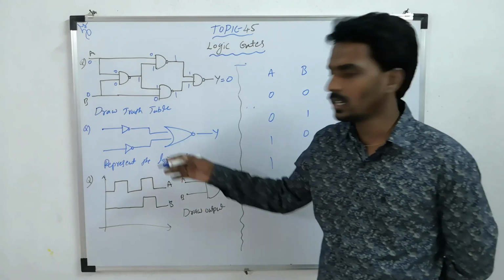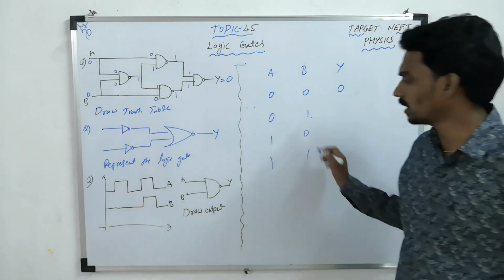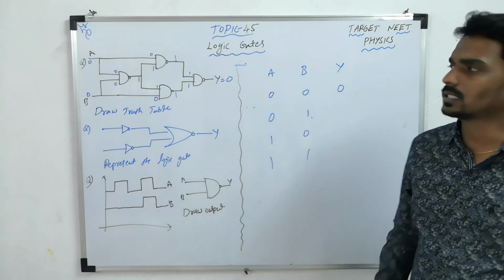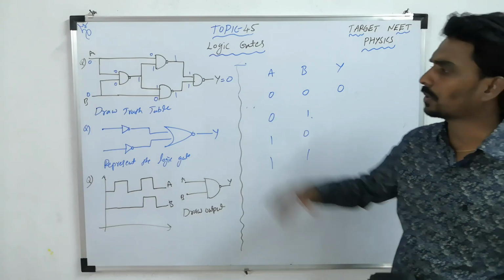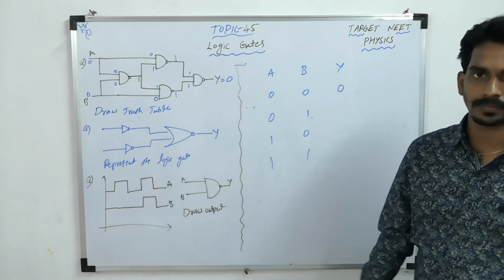So in a similar way you can check 0 1, you can check 1 0, you can check 1 1, so that you will get the answer. This is like drawing the truth table for the given combination. So that is what they will ask you.